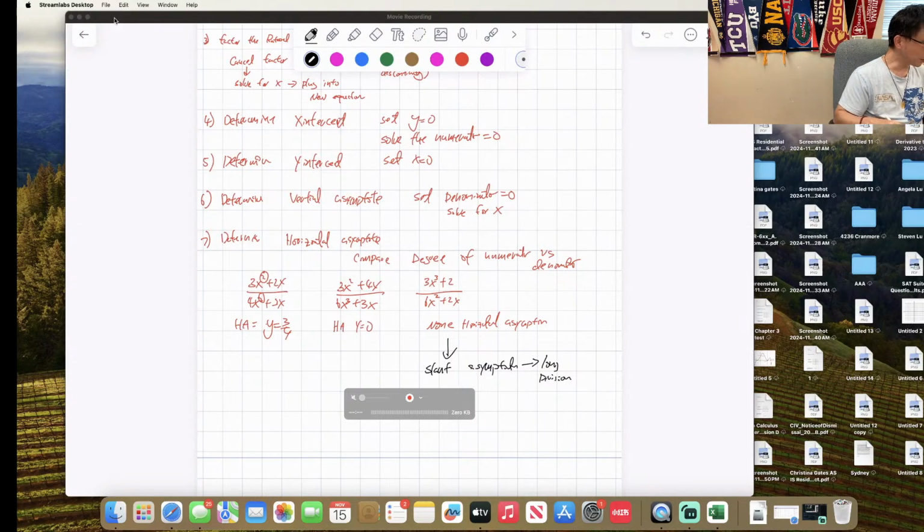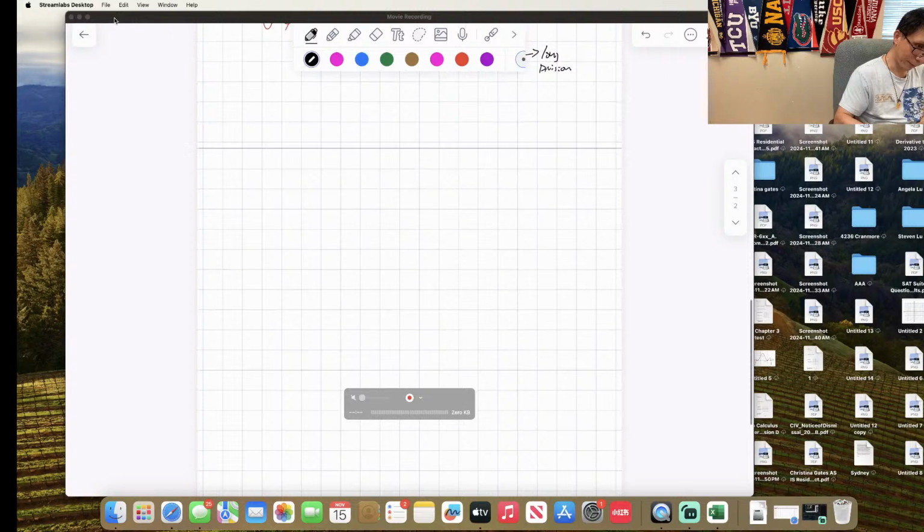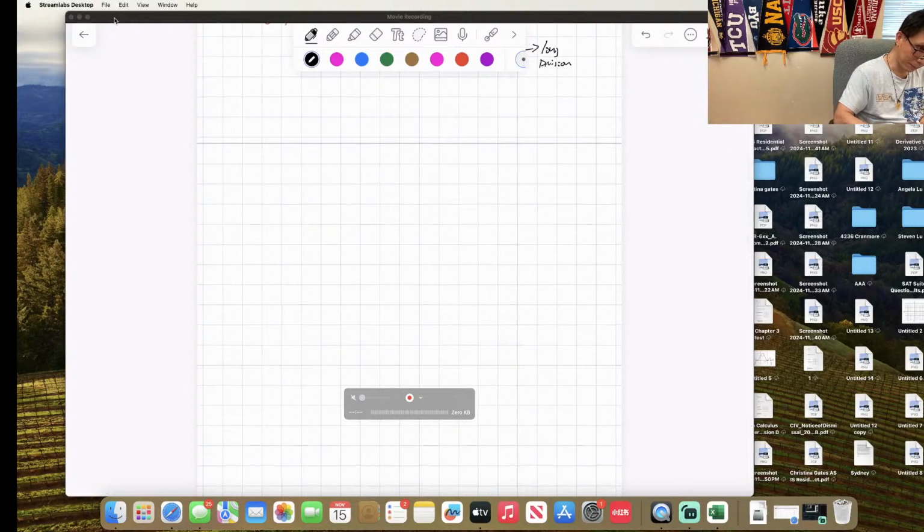So now we're going to do a comparison. Now we're going to do this function. We're going to say 3x squared over x squared minus 4. Okay? So first things first. What is the domain of this function? It's very easy to determine the domain.